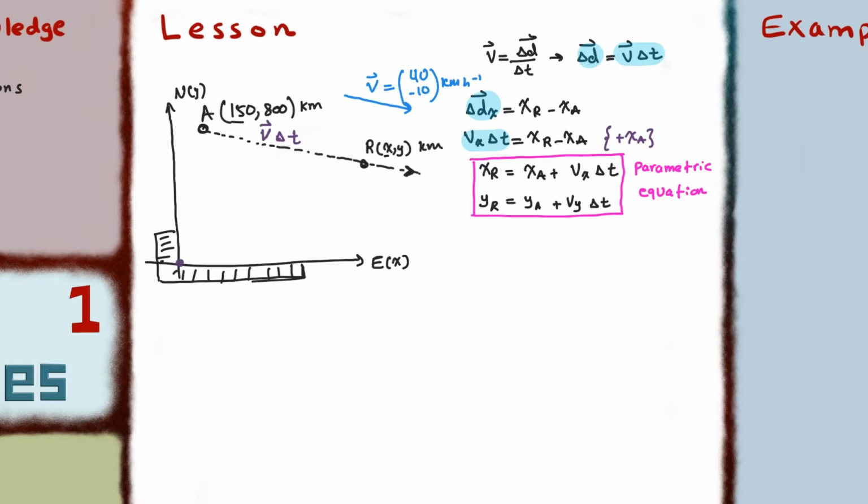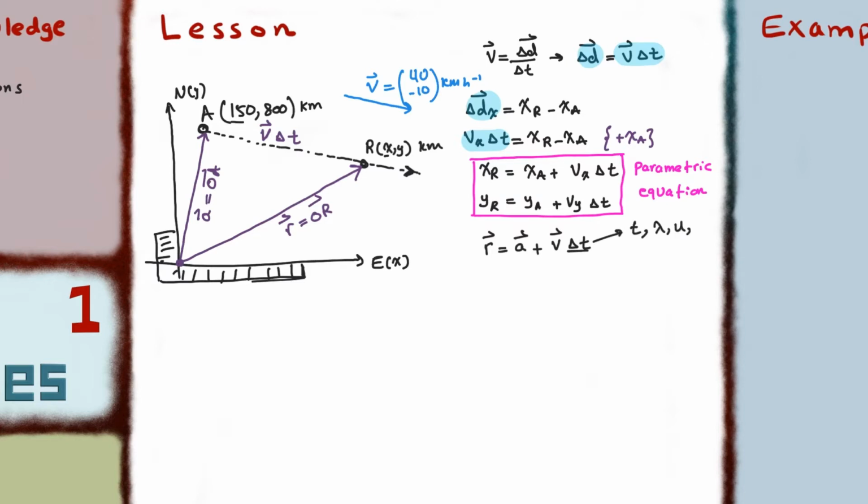We can also write this in terms of vectors, so we can have a position vector A originating from the origin and terminating at point A, and we can have position vector R which originates at the origin and terminates at point R. Now position vector R is going to equal position vector A plus vector AR, which is also equal to the velocity multiplied by the change in time.